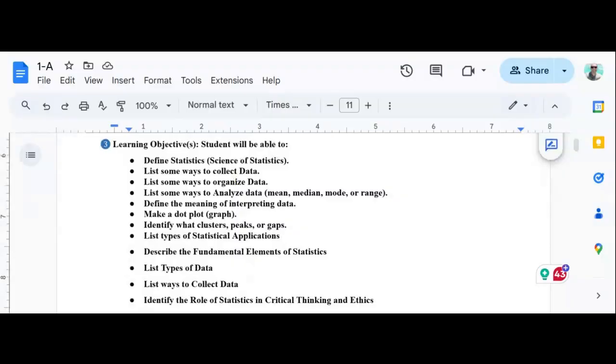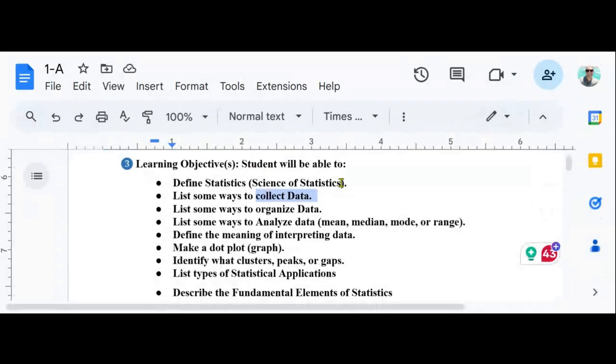Who can read the objectives? Yellow. Read 2. Each one of you read 2 objectives. Learning objectives: students will be able to define statistics, science of statistics, and list some ways to collect data. Very good. So we need to define statistics. What's the meaning of statistics? So you cannot graduate from this course unless you understand the meaning of statistics or can define it. Okay. And we need to list some ways to collect what? Data. How can we collect the data? Of course, right? There must be some ways to collect data.